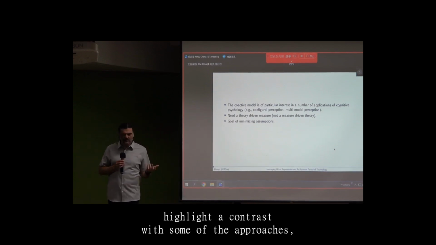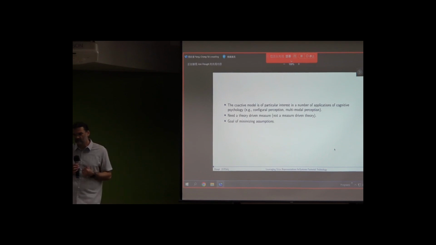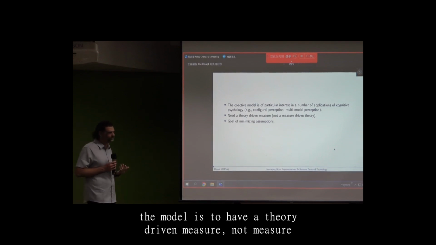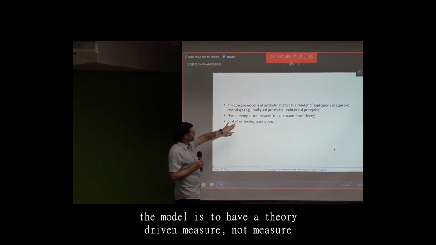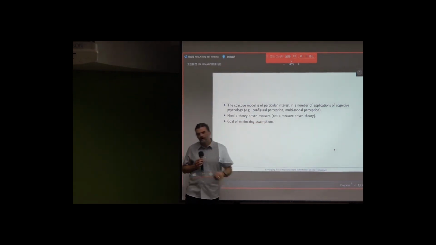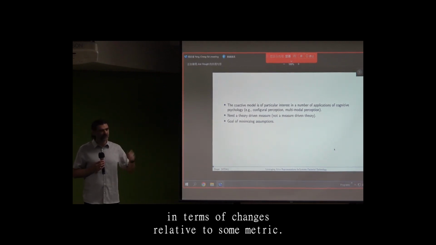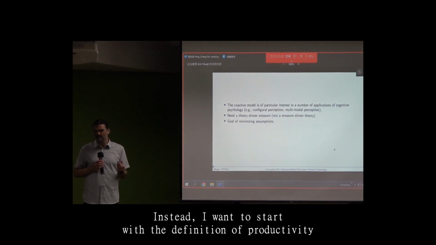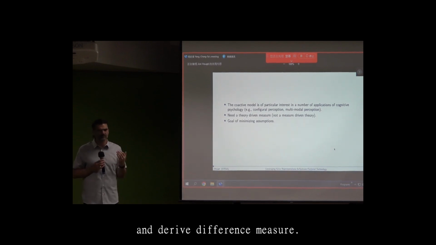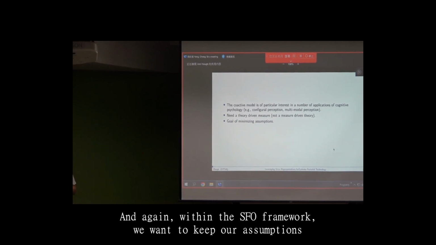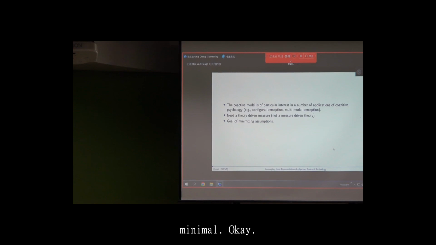To highlight a contrast with some of the approaches, what we look for in assessing coactivity in a model is to have a theory-driven measure, not a measure-driven theory. In the sense that I don't want to define coactivity in terms of changes relative to some metric. Instead, I want to start with the definition of coactivity and derive what the right metric is. And again, within the SFT framework, we want to keep our assumptions minimal.